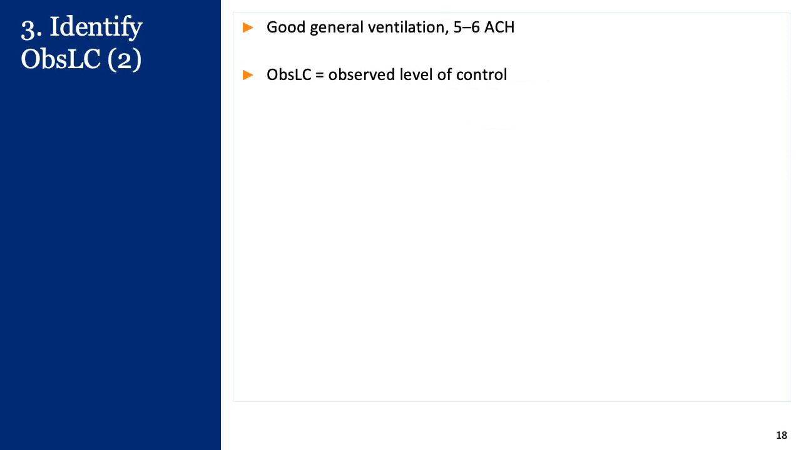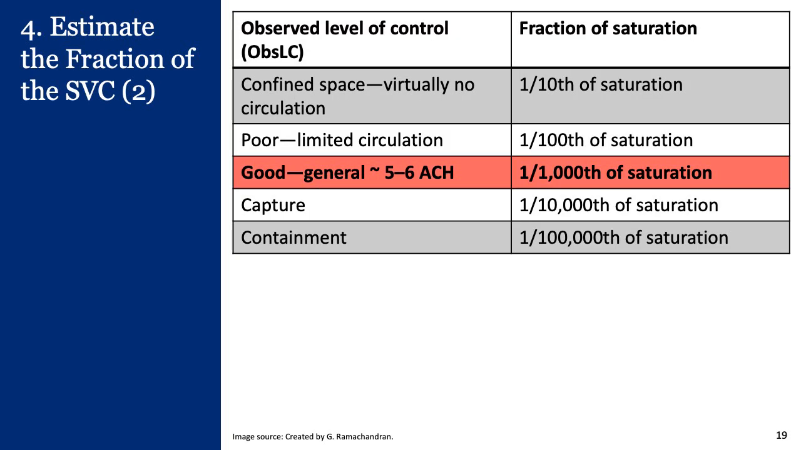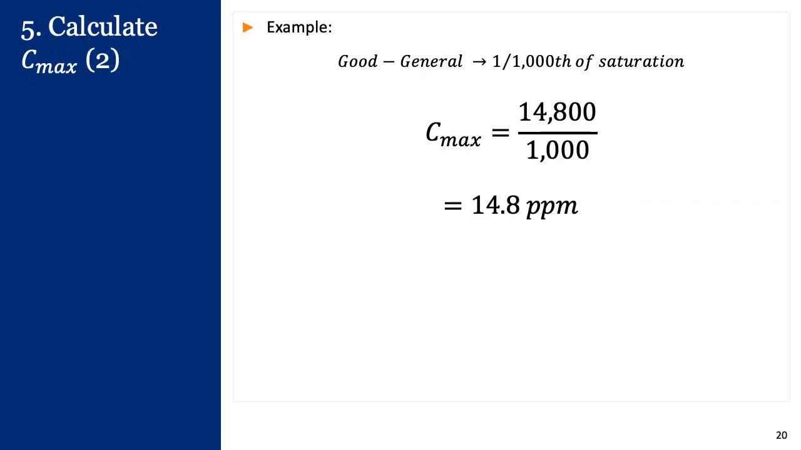Then we go ahead and identify the observed level of control, and we see that in our particular workplace, there is good general ventilation, so roughly 5 to 6 air changes per hour. So we can expect that for this observed level of control, the expected air concentration is 1/1000th of the saturation vapor concentration. In our particular case, for acetic acid, the maximum expected concentration is 14,800 divided by 1,000, or 14.8 parts per million.